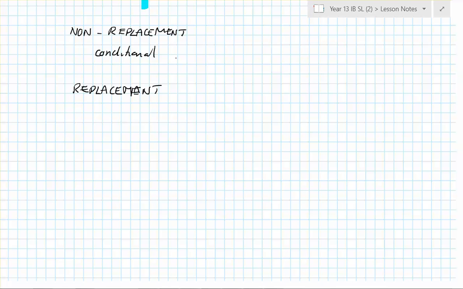Okay, next time we'll have a look at the tree diagram stuff. Make sure you're happy with the Venn diagram stuff. We'll move through this quite quickly.